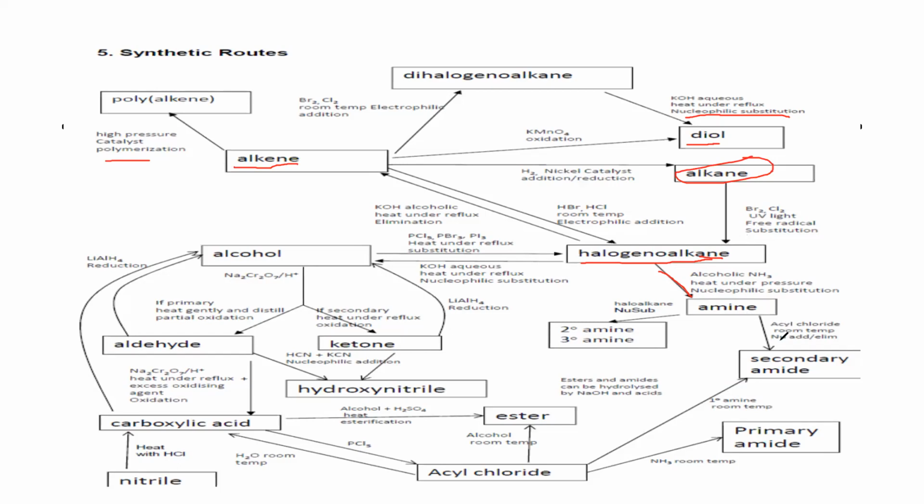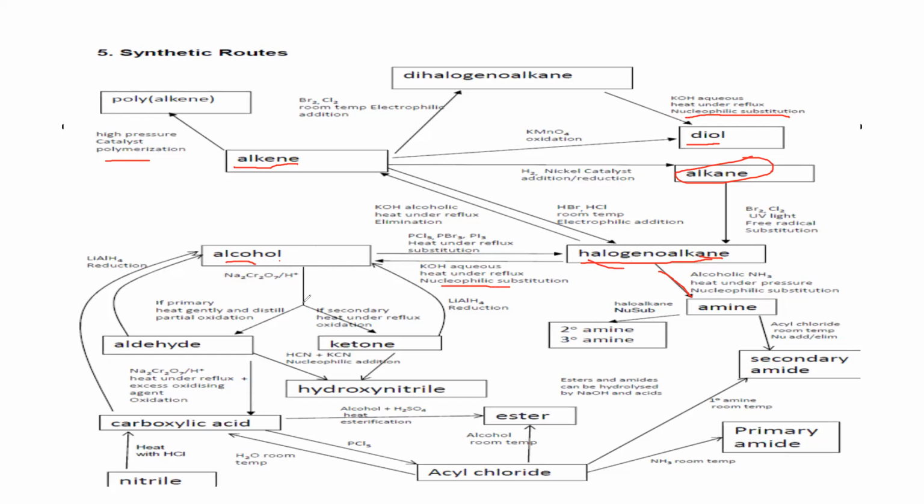If you have a primary amine, you react with acyl chloride, so it will form a secondary amide. Amide means a C double bonded with O group will be there, and an NH2 group will be there. Or if you have halogenoalkane and want to convert it back into alcohol, you can use potassium hydroxide and heat under reflux, it will form alcohol. Or if you have alcohol, you react with PCl5 or PBr3 or PI3, it will form halogenoalkane back.